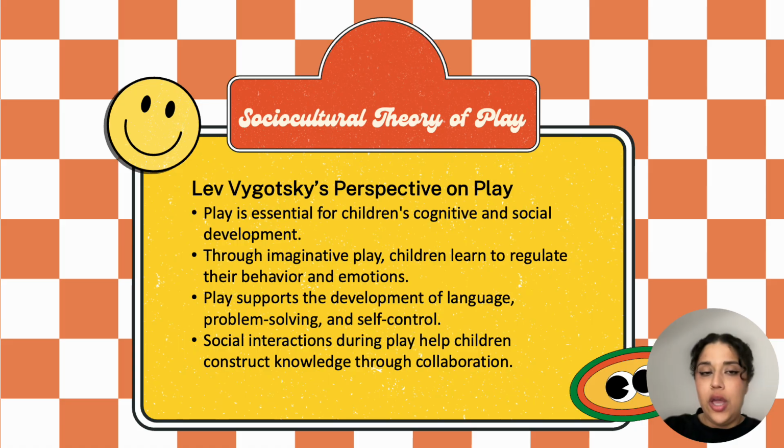This theory was developed by Vygotsky. So this one goes over play as an essential part of children's cognitive and social development. The theorist believed that play was essential for the child to be socially and cognitively developed as they grew. So through imaginary play, children learn to regulate their behaviors and their emotions.